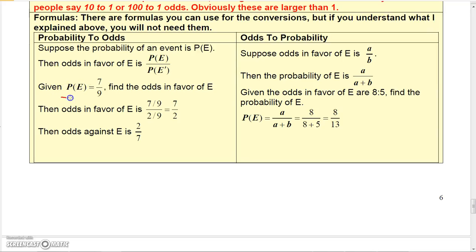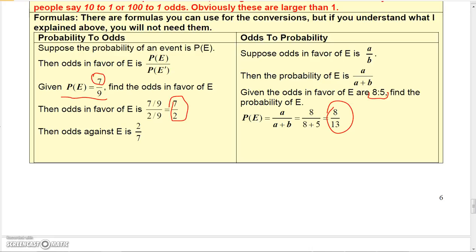Again, if the probability is 7/9, then I know there's 7 ways it can occur to the 2 ways it cannot occur, so the odds are 7 to 2. If the odds are given as 8 to 5, then the probability would be 8 over 8 plus 5, which is 8 out of 13.